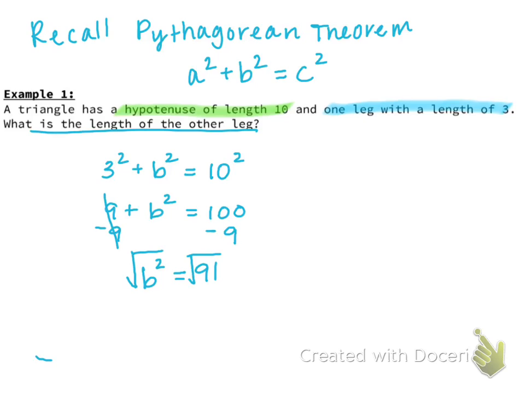I take the square root of both sides. 91 does split up into 7 and 13, but I do not have a pair of numbers to pull out, so that just stays square root of 91. And my final answer for the other leg is b equals square root of 91.